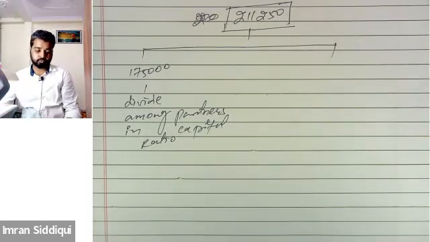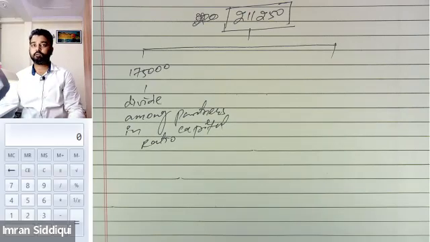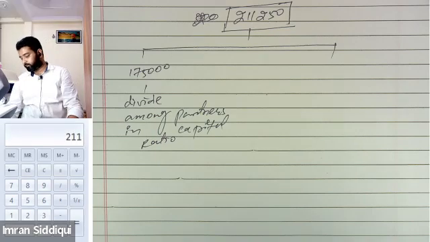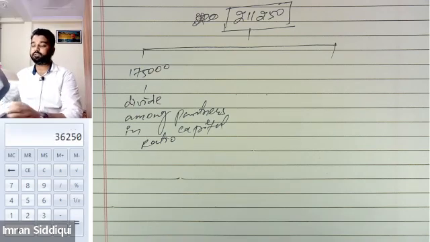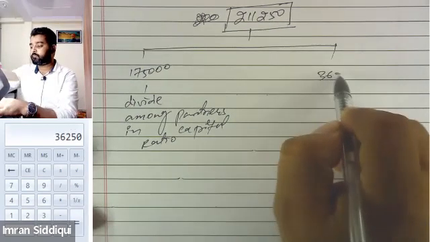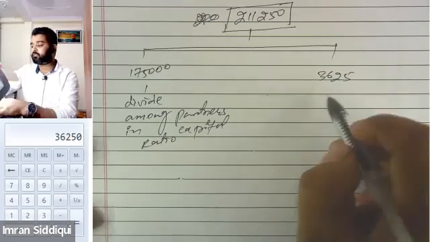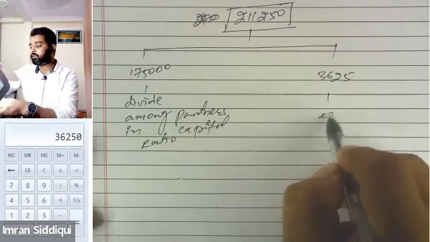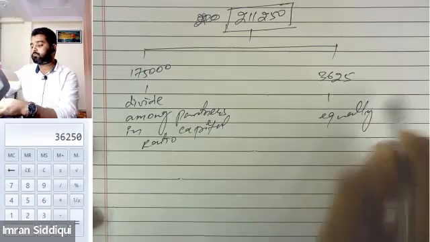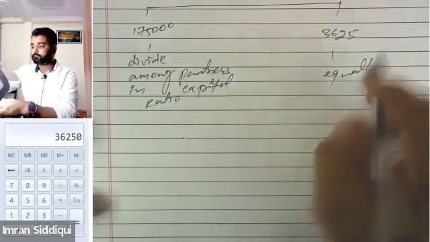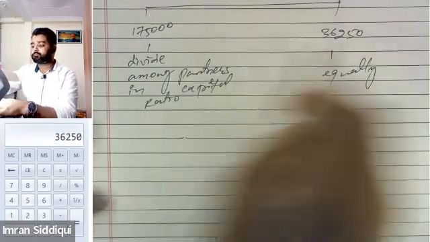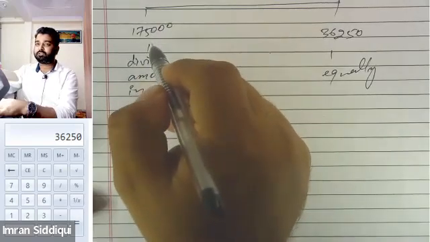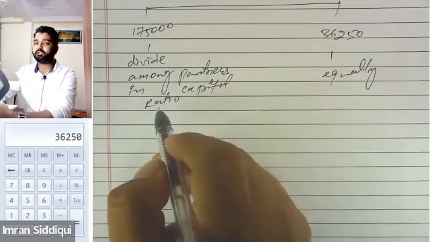Let me open my calculator. Out of 2,11,250, when you subtract 1,75,000, the remaining amount of profit will be 36,250. So the remaining amount of profit needs to be divided equally among the partners. Okay. So first of all, let's divide 1,75,000 in the capital ratio of the partners.